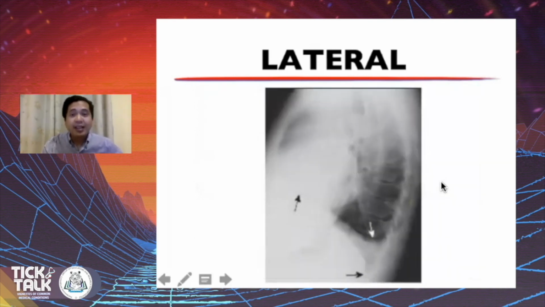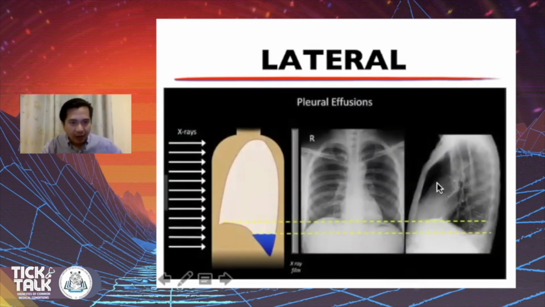Another thing, it is very important, no? Because we have to visualize the posterior gutter. Some films appear normal on chest X-ray, on the PA view of the chest X-ray, but on the lateral view, you see pleural effusion. Okay, this is the part that cannot be seen in the PA view of the chest X-rays.